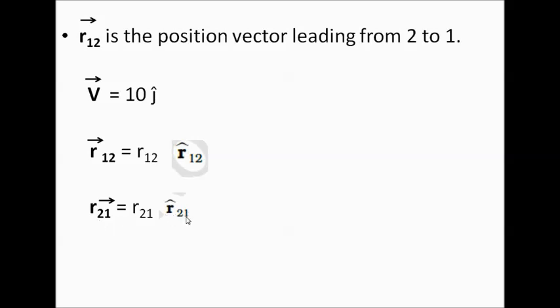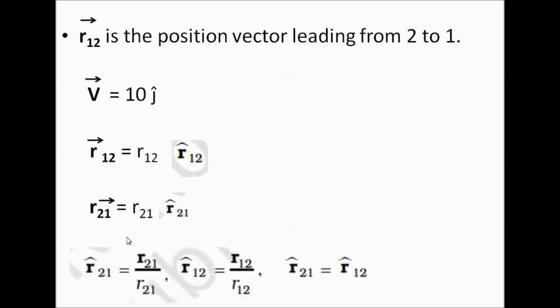This is the direction pointing from 1 to 2. Okay. And this also you learned. By rearranging the equation, you will get an expression for the unit vector: r cap 21 is equal to vector r21 divided by magnitude of r21, and r cap 12 is equal to vector r12 divided by magnitude of r12.